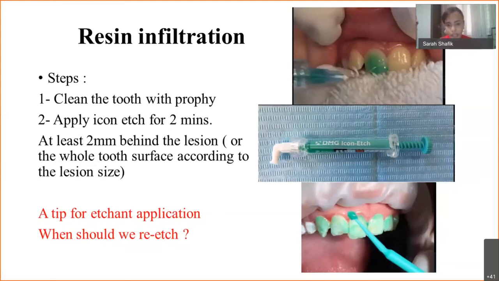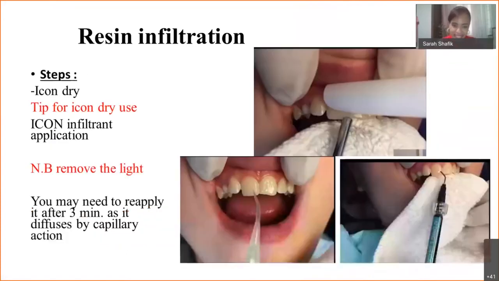Well, there's a little tip. You can use the applicator provided with the Icon Etch, but as you can see, the applicator is a little bit wide, so you're going to lose a lot of the material, and this material is literally expensive. Or you can use a micro brush, and I'd go with the micro brush, which is much better. You're going to waste less material. So we applied the etch for 2 minutes, then start rinsing.